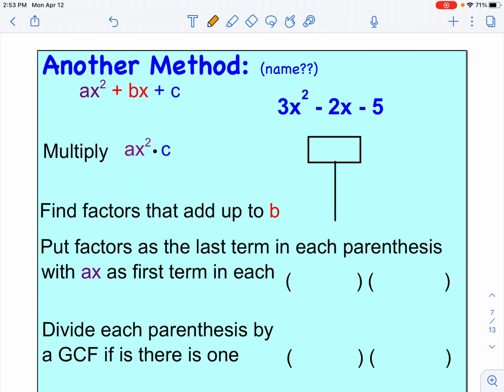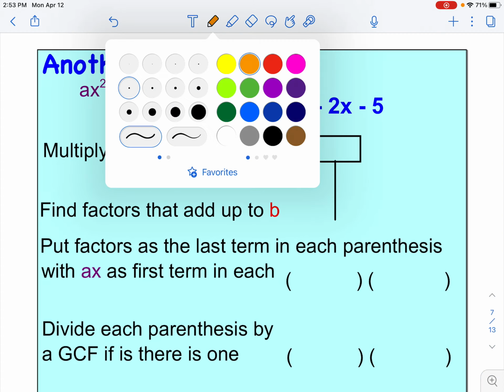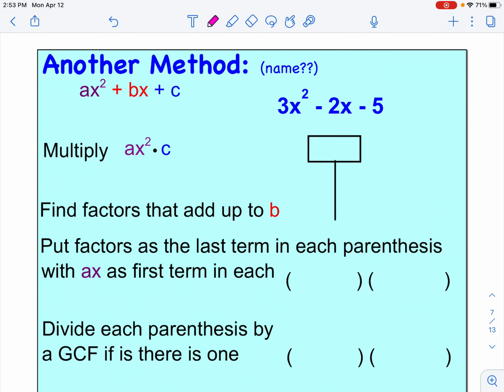So there's a third method that has become quite popular and is just one more way of thinking about this. If this makes more sense to you, you should probably use this method. So another method, I don't really have a name for this yet. Several of the other teachers are using it, and everybody kind of has their own name. So I'm not going to actually name it yet.